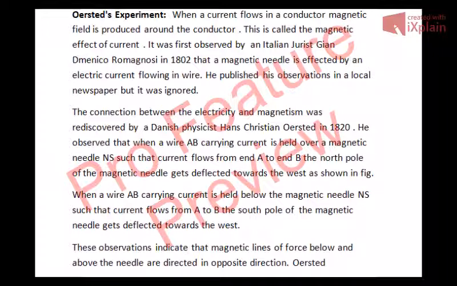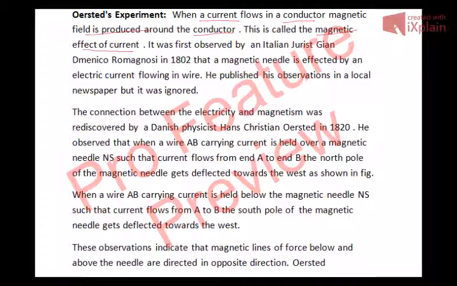Now let us discuss Oersted's experiment. What Oersted did. When a current flows in a conductor, magnetic field is produced around the conductor. You have already learned about it in class 10th. You know that when a current flows in a conductor, magnetic field is produced around the conductor. This is called the magnetic effect of current.